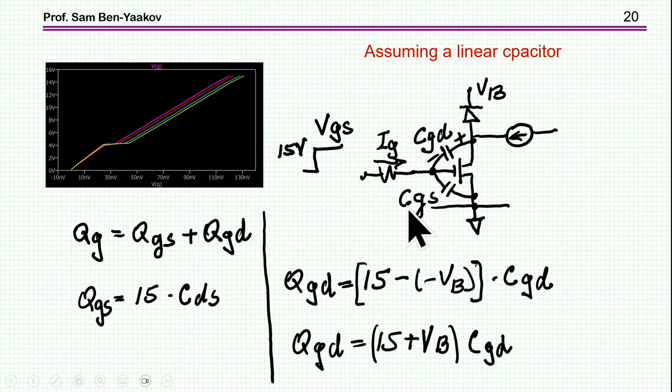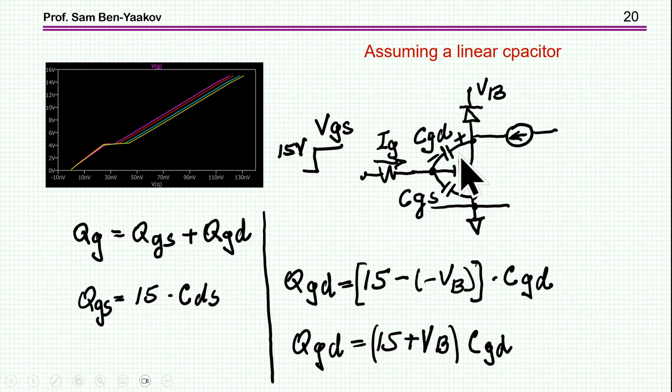Okay? Now, for this capacitance, we are just charging it from 0 to whatever, say 15 volts. So the total charge for this capacitor will be between 0 and 15 volts. So it's 15 times this capacitance. This is the charge that we need for this capacitor.